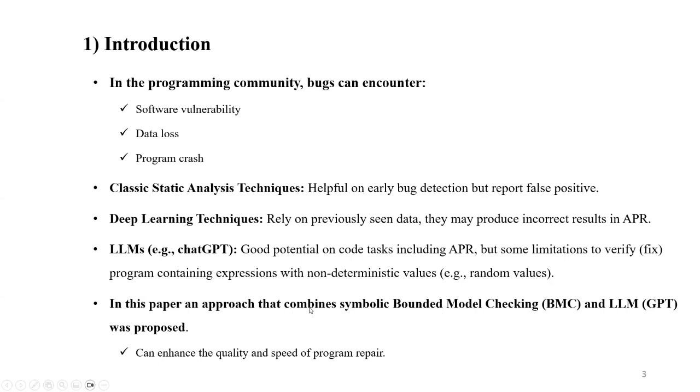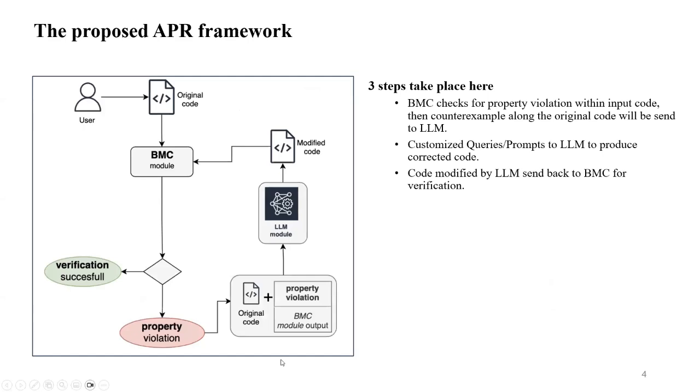In this paper, the approach is combining the symbolic bounded model checking, or software model checking, technique with LLMs. Especially, the researchers of this paper are combining it with GPT-3.5. We'll see it in the practical demonstration in the experiment. But we can also use Falcon and StarChat-Beta. In this case, it is expected to enhance the quality and speed of program repair. This is the high-level overview of the framework.